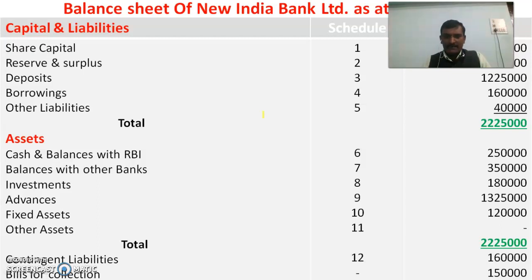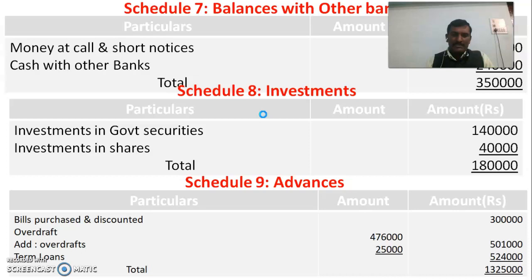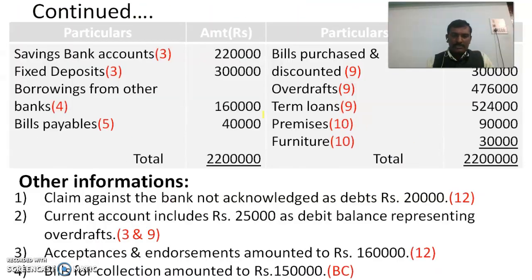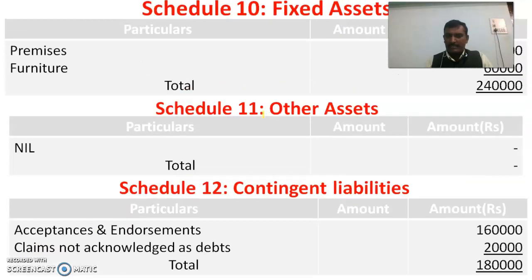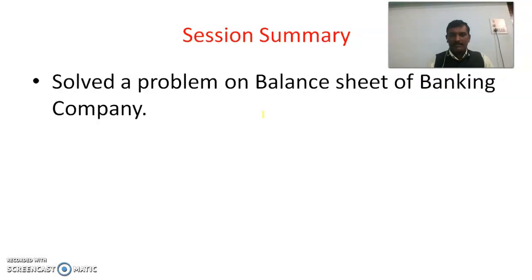Likewise, assets are taken to the respective heads. Then contingent liabilities, and one more important item here is bills for collection, 1,50,000. So it is given in the adjustments. Just we have to follow that. So in the adjustment, the last one, bills for collection amounted to 1,50,000. That is to be taken. So like this, we have to prepare the balance sheet.